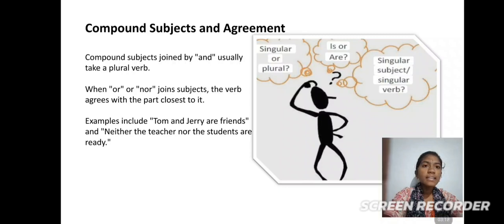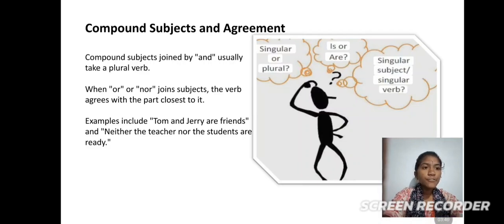Compound subjects and agreement. Compound subjects joined by and usually take a plural verb. When or or nor join subjects, the verb agrees with the part closest to it. Examples include Tom and Jerry are friends and neither the teacher nor the student are ready.